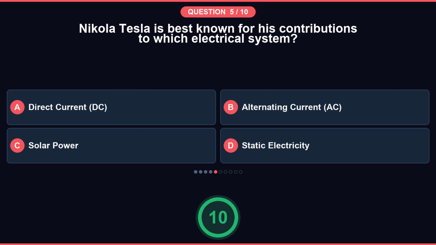Question 5. Nikola Tesla is best known for his contributions to which electrical system? A. Direct current, DC. B. Alternating current, AC. C. Solar power. D. Static electricity.